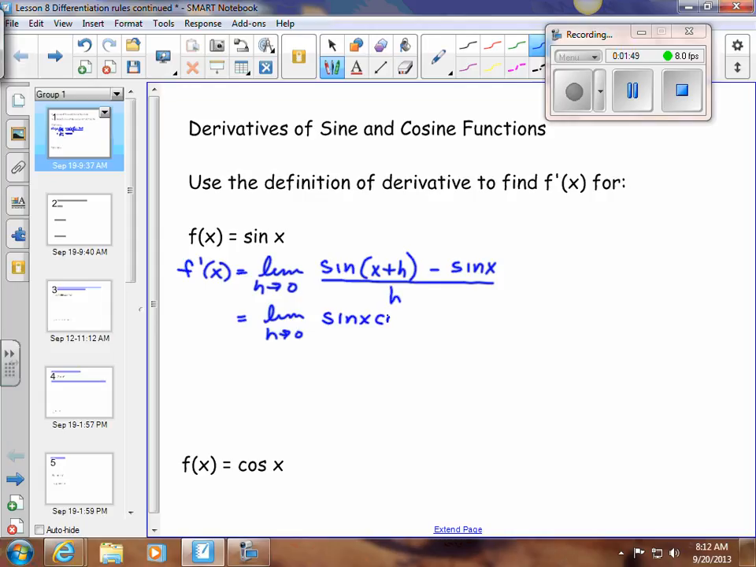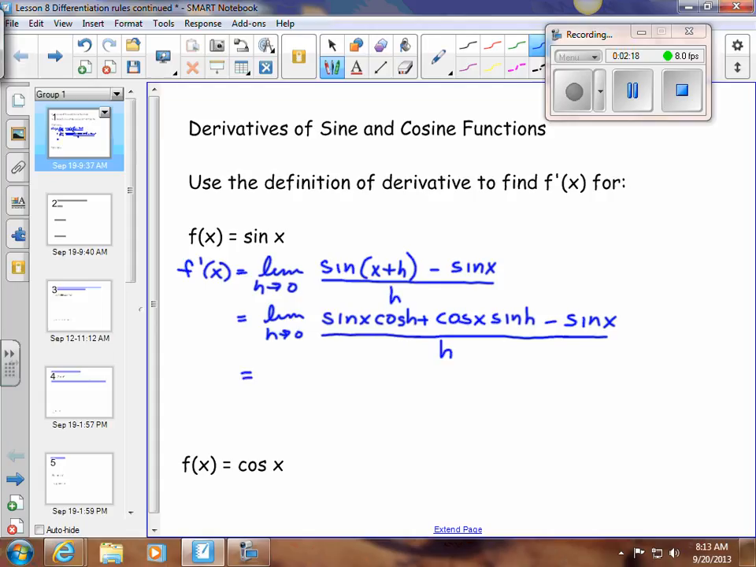Sine x cosine h. Yes, cosine, I usually do cosine x sine h, but either way is fine. Very good. Sine of the first times cosine of the second plus cosine of the first times sine of the second. And then I have the sine of x that I'm bringing down.